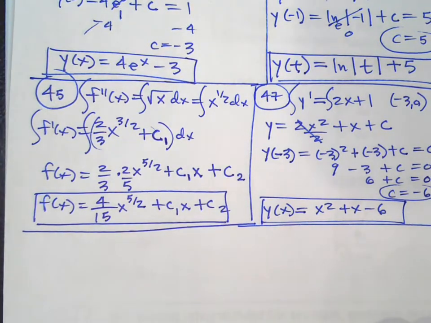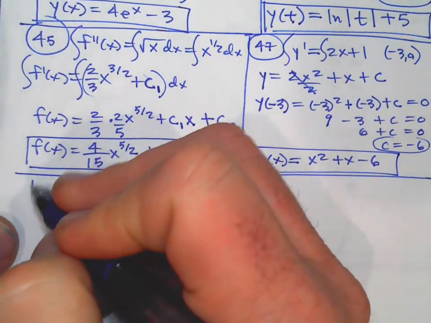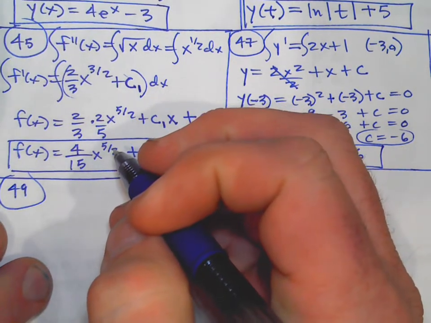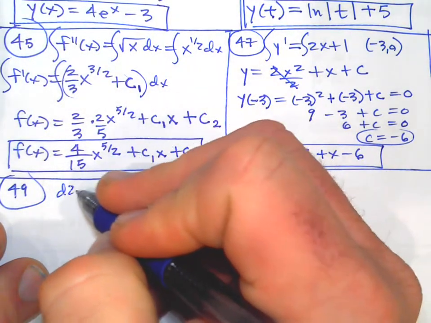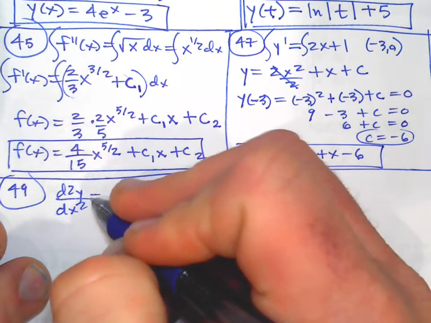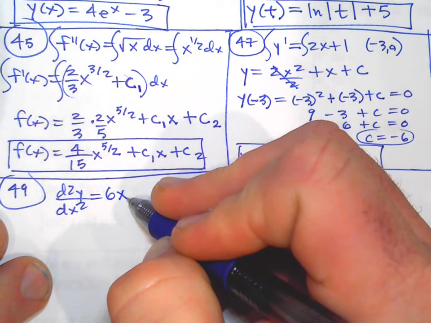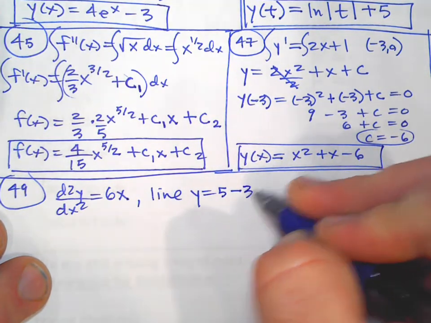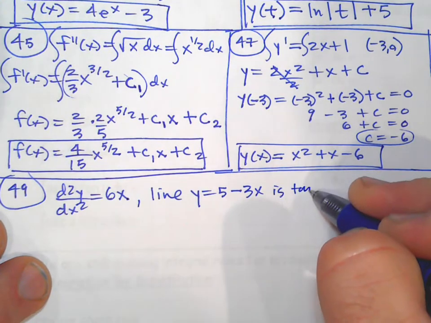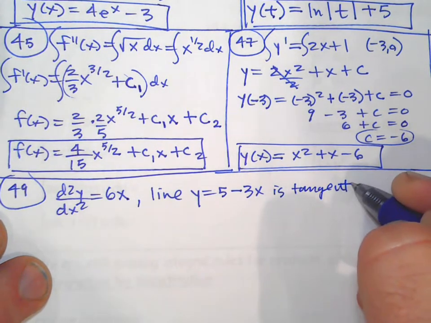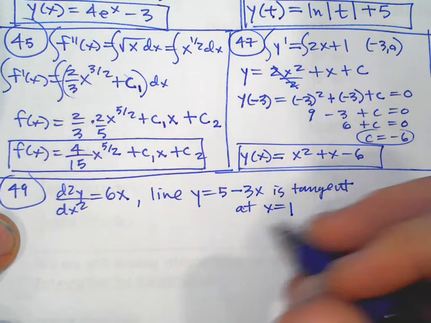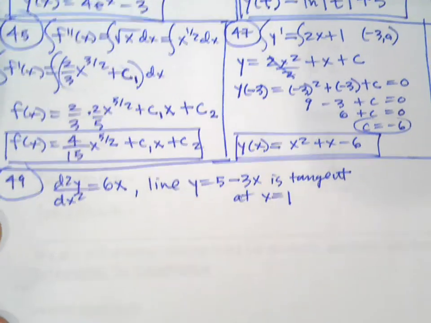All right. Let's see, 49. It says that at each point x, y, the curve satisfies the condition. They're giving a second derivative this time. And it says the line y equals 5 minus 3x is tangent to the curve at x equals 1. So somehow we've got to use this stuff to help us. This tangent line is probably going to help us figure out some stuff.